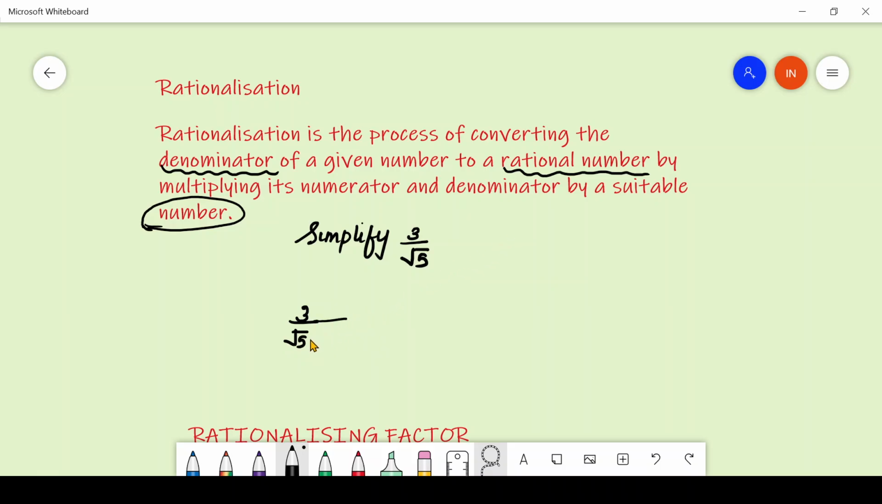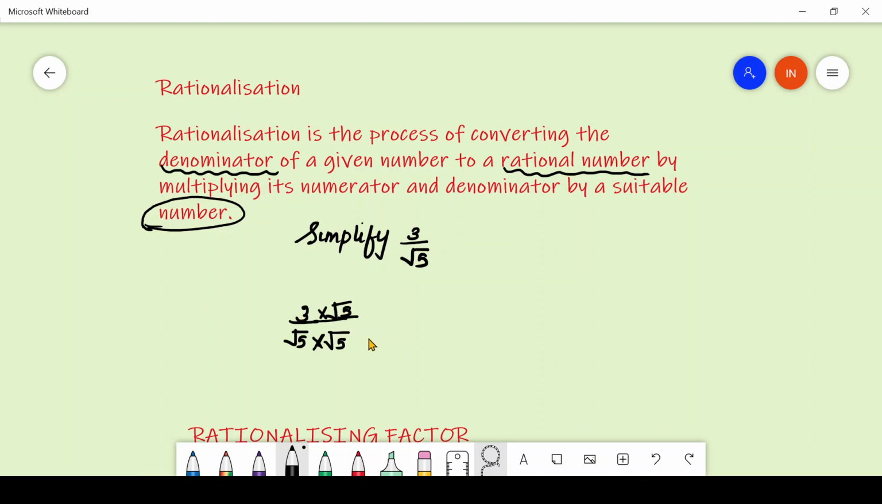How can we change the denominator to a rational number? So here we have root 5. If we multiply that with root 5, we can change this to a rational number, right? If we multiply the numerator with a number, you have to do the same with the denominator also. Or if we multiply a denominator with a number, then you have to multiply the same number with the numerator. Otherwise, the value will be changing. You know that, right?